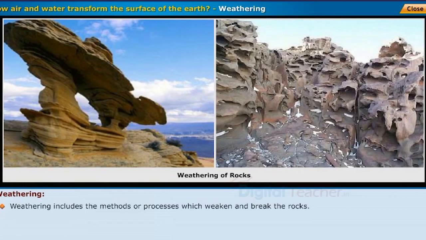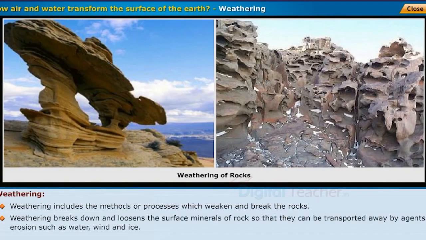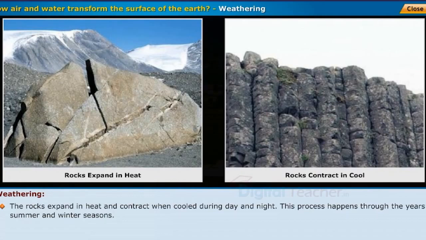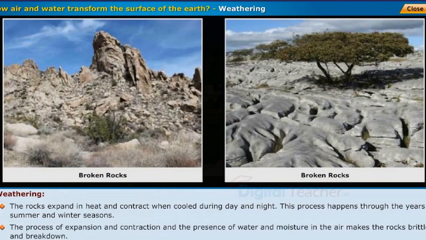Weathering. Weathering includes the methods or processes which weaken and break the rocks. Weathering breaks down and loosens the surface minerals of rock so that they can be transported away by agents of erosion such as water, wind, and ice. The atmospheric force and weather force cause breakdown of rocks. The rocks expand in heat and contract when cooled during day and night. This process happens through the years in summer and winter seasons. The process of expansion and contraction and the presence of water and moisture in the air makes the rocks brittle and break down.